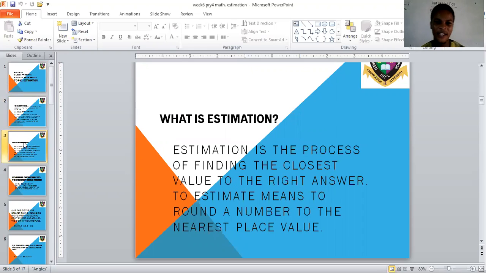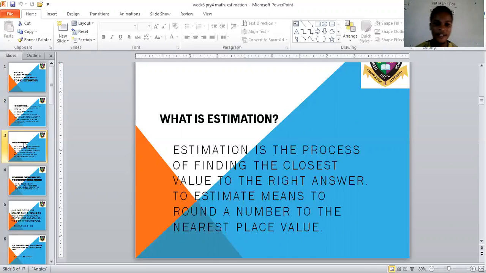The first on the agenda this morning is, what is estimation? That is defining the principal word, estimation. Now, what is estimation? Estimation, according to what is on our screen, is the process of finding the closest value to the right answer. Again, estimation is the process of finding the closest value to the right answer.